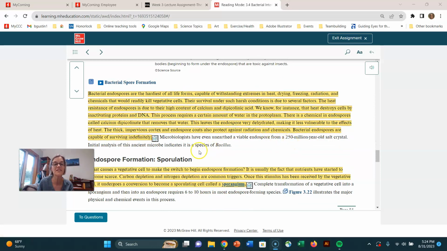here we have one right here. It says microbiologists have unearthed a viable endospore from a 250 million-year-old salt crystal. So some of these endospores can last a very long time. They're extremely stable and can just sit there and wait for conditions to get better before they become bacteria again.